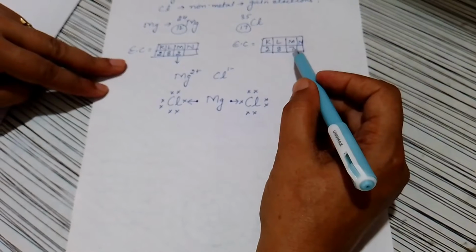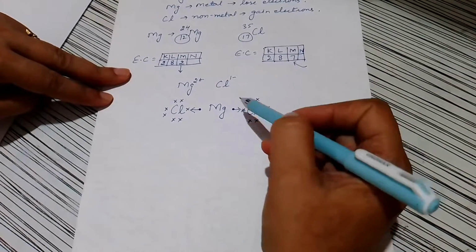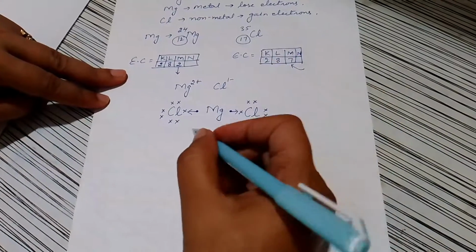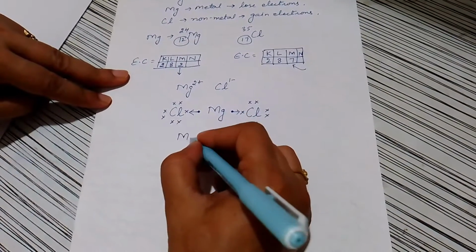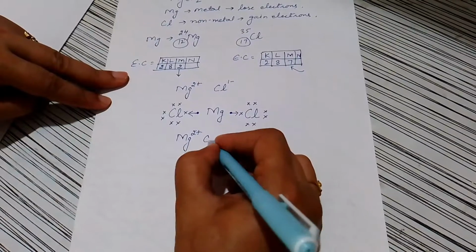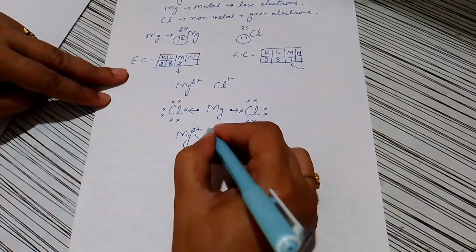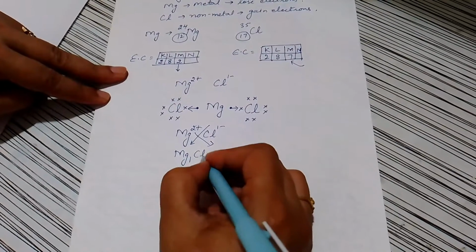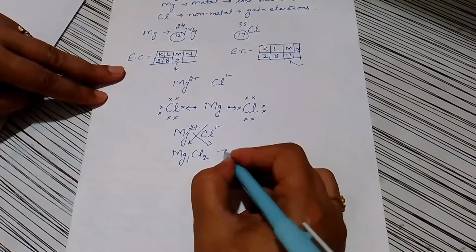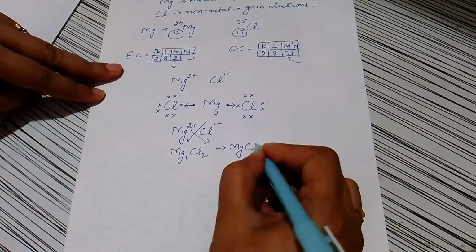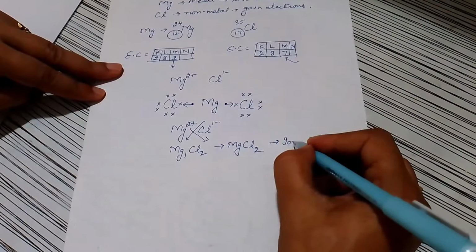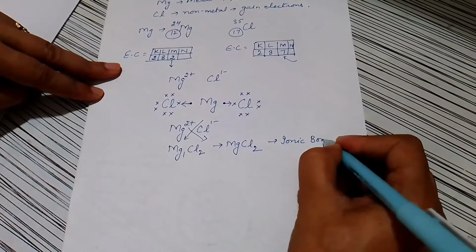Here one chlorine atom will take 1 electron, the other chlorine atom will take another electron from magnesium, and that's how magnesium 2 plus and chlorine 1 minus exchange, and you get Mg1Cl2. 1 we do not write, so the compound is MgCl2, and this is again one example of ionic bonding.